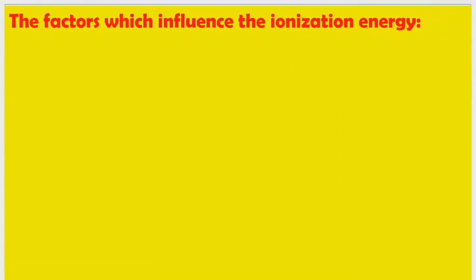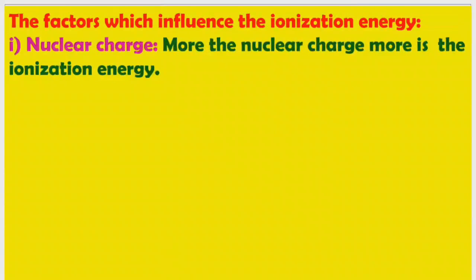Now we will discuss the factors which influence ionization energy. This is a very important question. The first one is nuclear charge. As the nuclear charge increases, the attraction between the nucleus and outer shell electrons increases, so it needs higher ionization energy. More the nuclear charge, more is the ionization energy. If the nuclear charge is less, we can easily remove the electrons. It requires lesser ionization energy.